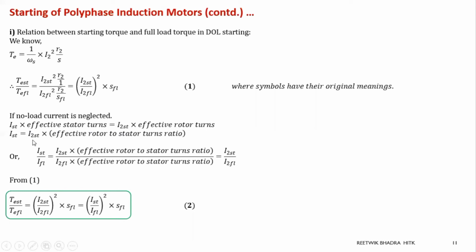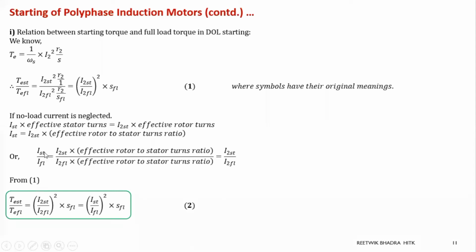So IST can be written as I2ST, and with stator turns brought to the right hand side, rotor turns by stator turns gives you N2 by N1, which is nothing but the turns ratio. That's why it is written as the effective rotor to stator turns ratio. Now if I write in terms of full load, the current on the primary side is directly proportional to the current on the secondary side. So IFL is equal to I2FL into the effective rotor to stator turns ratio. We have written it that way and divided the two, so I2ST into the turns ratio by I2FL into the turns ratio.